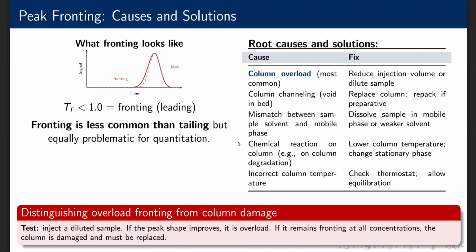Peak fronting. Peak fronting is the mirror image of tailing. The front edge of the peak is gradual and the back edge is sharp. The tailing factor is less than 1.0. The most common cause is column overload. When you inject too much sample, the stationary phase becomes saturated and the isotherm becomes nonlinear. The excess analyte cannot partition into the stationary phase and instead runs ahead with the mobile phase, creating the characteristic front shoulder. The fix is simple: reduce the injection volume or dilute the sample.